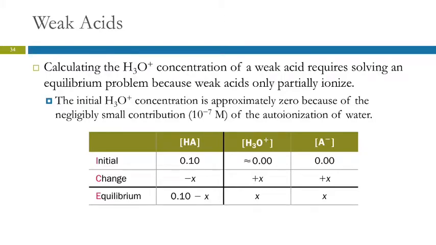So what about the weak acids? With the weak acid, in order to find the hydronium ion concentration, we need to solve an equilibrium problem. And that's because the weak acid only ionizes partially.